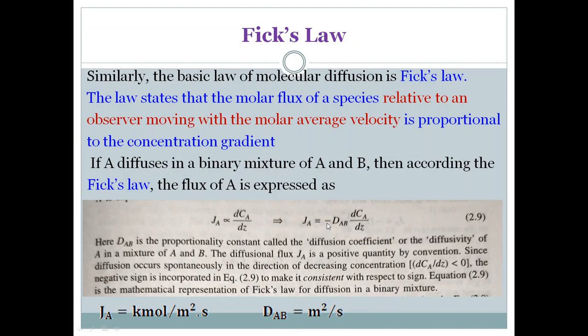Here you can see there is a negative sign. It is the same concept as Fourier's law of heat conduction or Newton's law, because dCA by dZ is negative and we want the flux to be positive, so the sign is there. The law is very simple, but keep in mind the statement of this law: it is the molar flux relative to an observer moving with the molar average velocity. That's why I am writing capital J is proportional to dC.